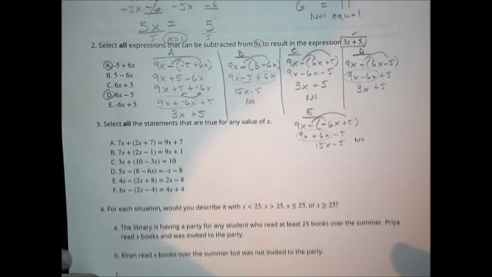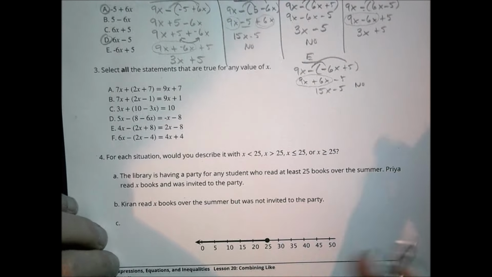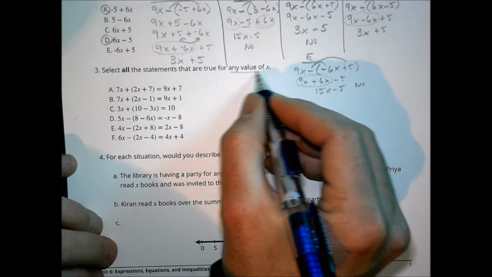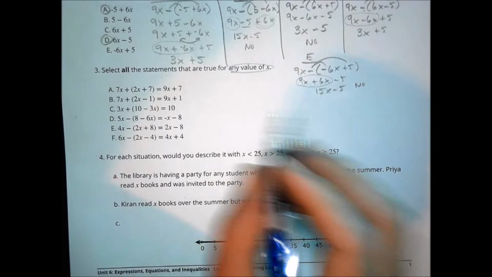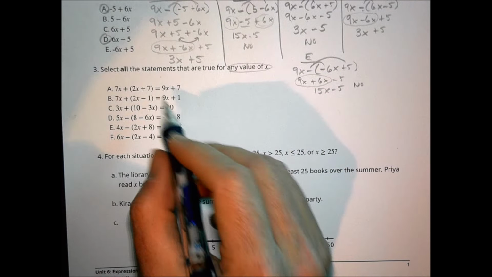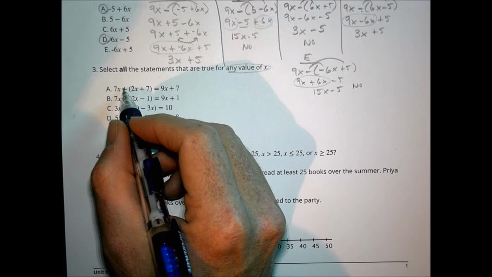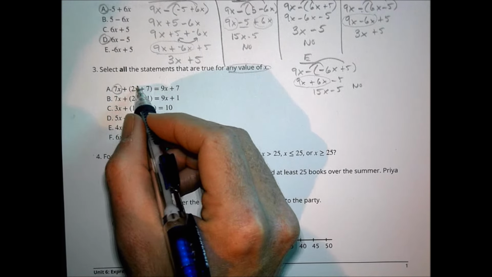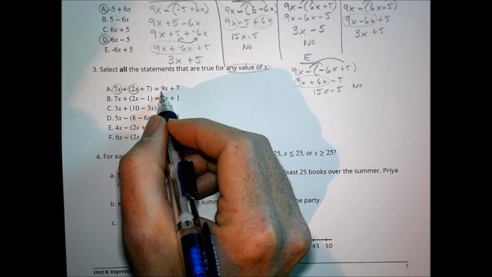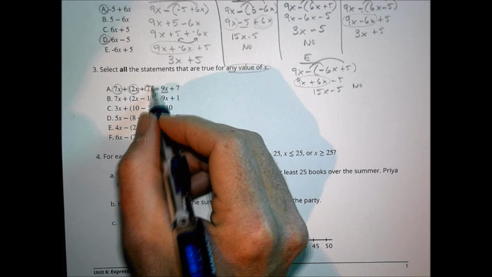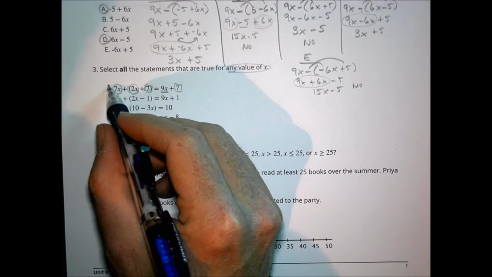All right, number 3. It says select all the statements that are true for any value of x. So basically that would mean they're going to be equivalent when we move things around a little bit here. So let's look at A. I could combine a 7x and a 2x to give me that 9x, and I still have the 7's which match there, no problem. So this would be true for any value, no problem.